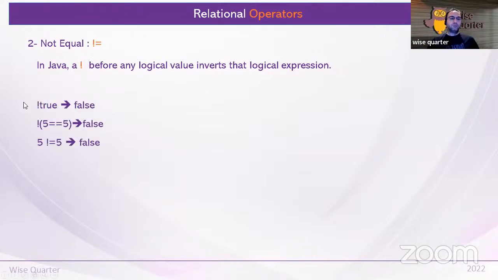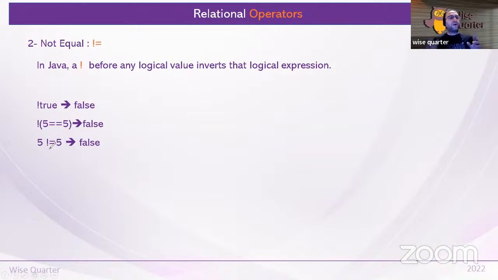Here, when you see this kind of code, exclamation mark true, it will make it false. As you can see, inside the bracket, it says 5 is equal to 5. It is true. Because of this exclamation mark, it became false. It says 5 is not equal to 5. Is it true or false?